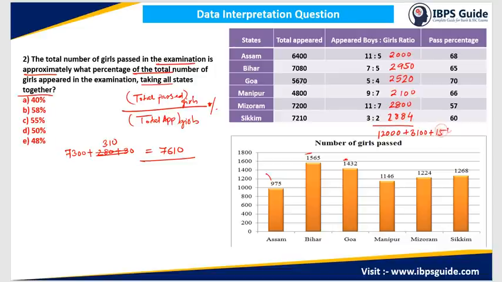So this is 154. So in total I will have 12,000 plus 3,000 is 15,000, 15,254. So 15,254 will be my denominator, okay?